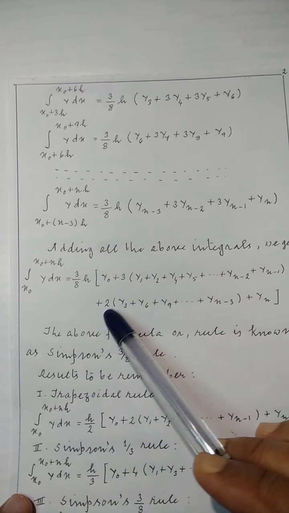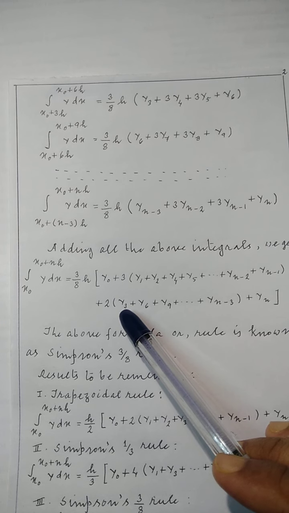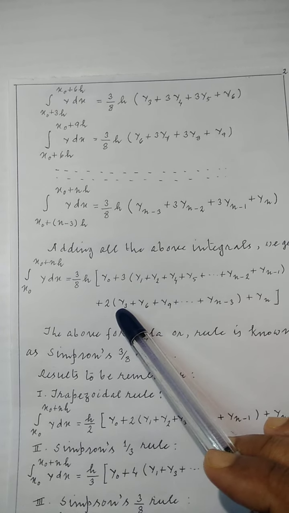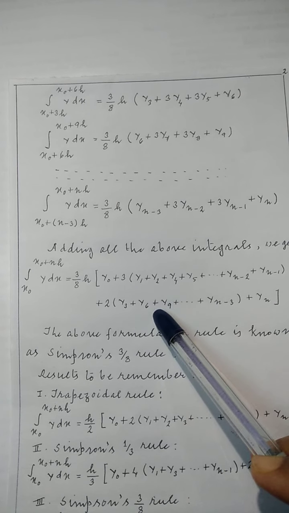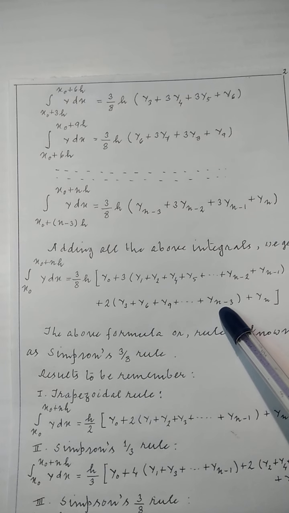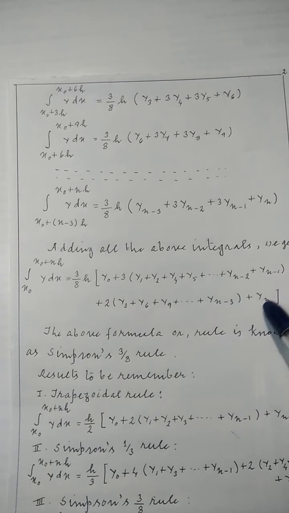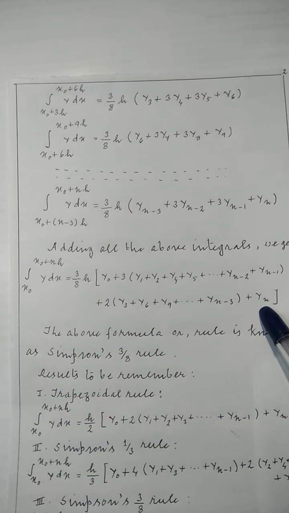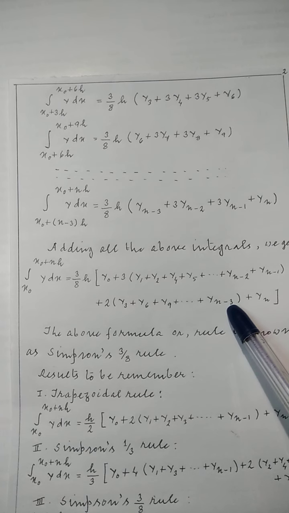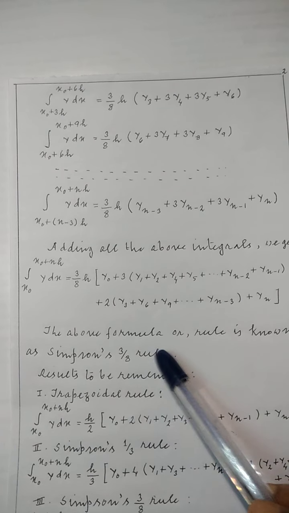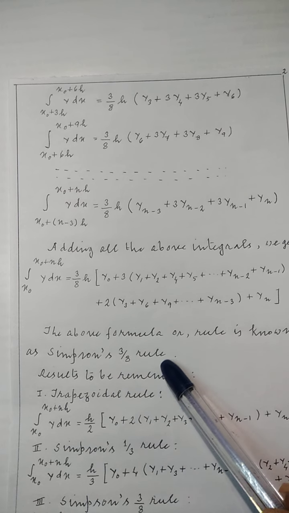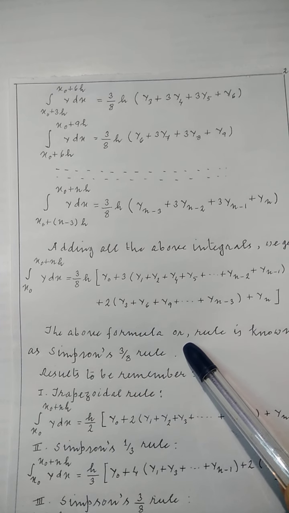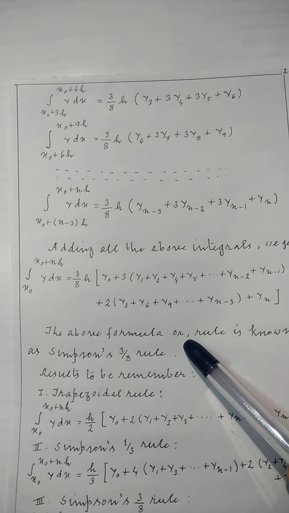Then you will get plus 2 times the terms which are multiples of 3. So you will get y3 plus y6 plus y9, and the last term will be yn minus 3. And yn will come as a single term, and y naught also a single term. So last you can write yn. This formula is known as Simpson's 3/8 rule. So the above formula or rule is known as what? Simpson's 3/8 rule.